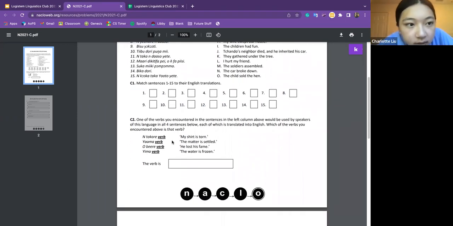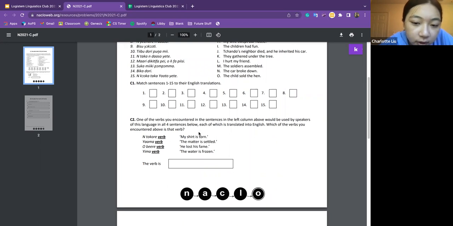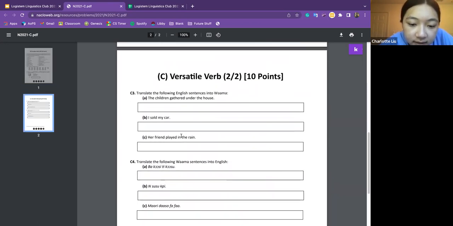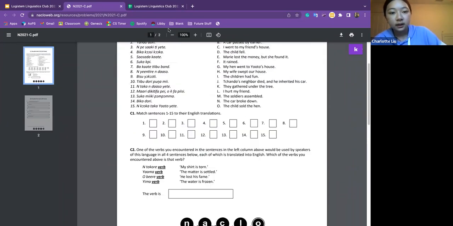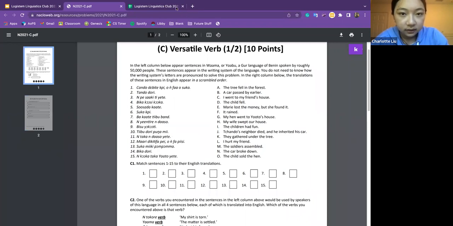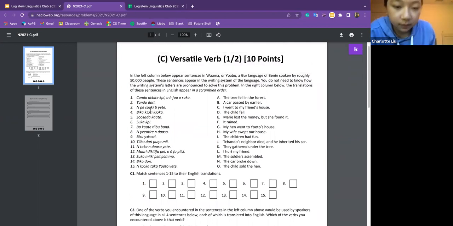This question is called Versatile Verb, because they have one verb that can mean many different things. Here they're asking what verb fits best for all four of these definitions. And for the last two, you just translate these sentences from English to Wama and then Wama to English. Let me send this link in the chat so you can open it up. If you want, you can print it out because it's easier to work on it when you have it. These questions are quite similar, where they ask you to match English and sentences from a different language. So I'm just going to start off so you can understand what it's like.